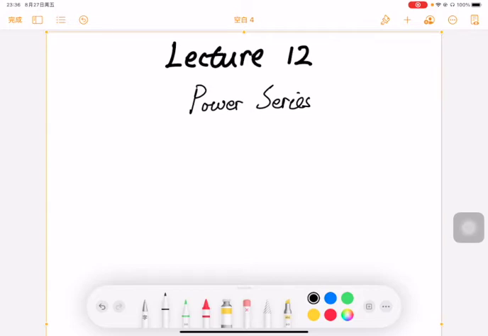All the series we've encountered so far are summations of numbers. So it's a sum of A1, A2, A3, A4, A5, and they are all just numbers. Today we're going to start with power series. A power series is a series, but different from the series we've seen so far. It's actually a summation of functions, as you will see.